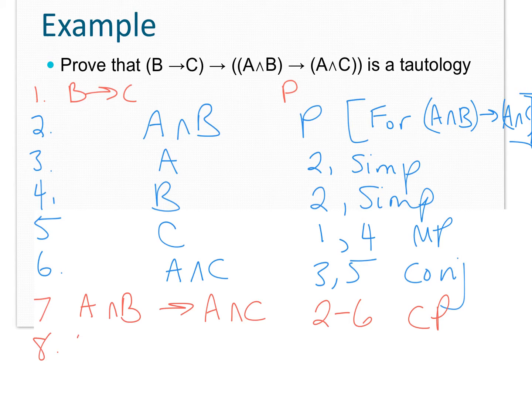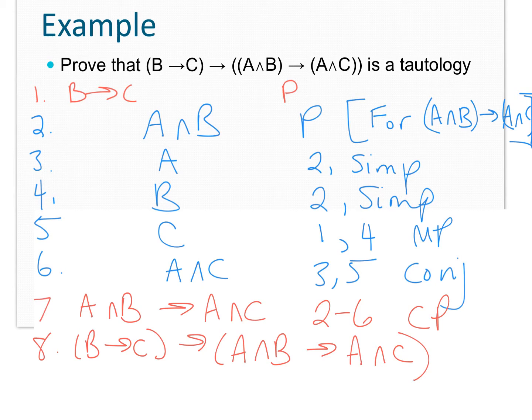I'm going to write out the whole thing. B implies C implies A and B implies A and C, and that is by lines. Now let's see who's in here. It's not lines 2 through 6 because they've been discharged, so it's just line 1, line 7, and conditional proof. And now we write QED.